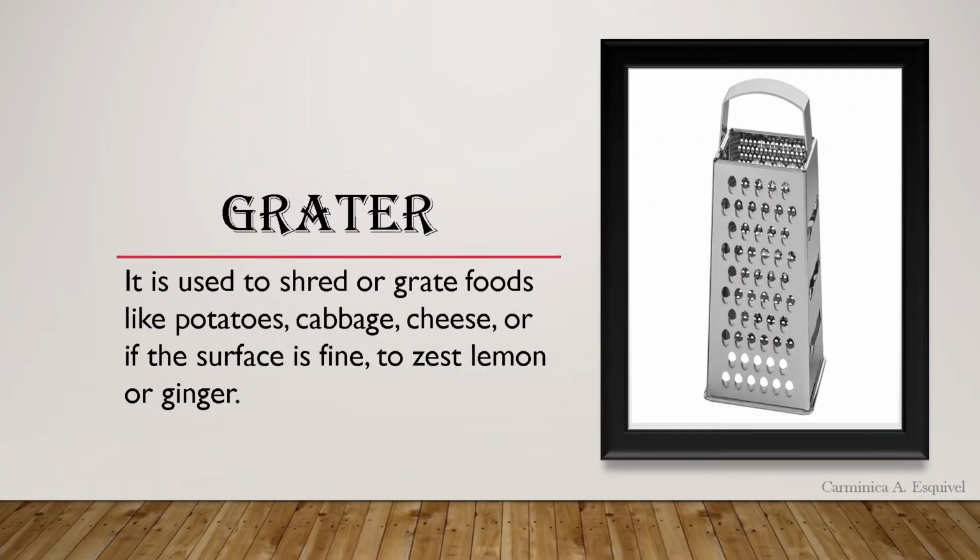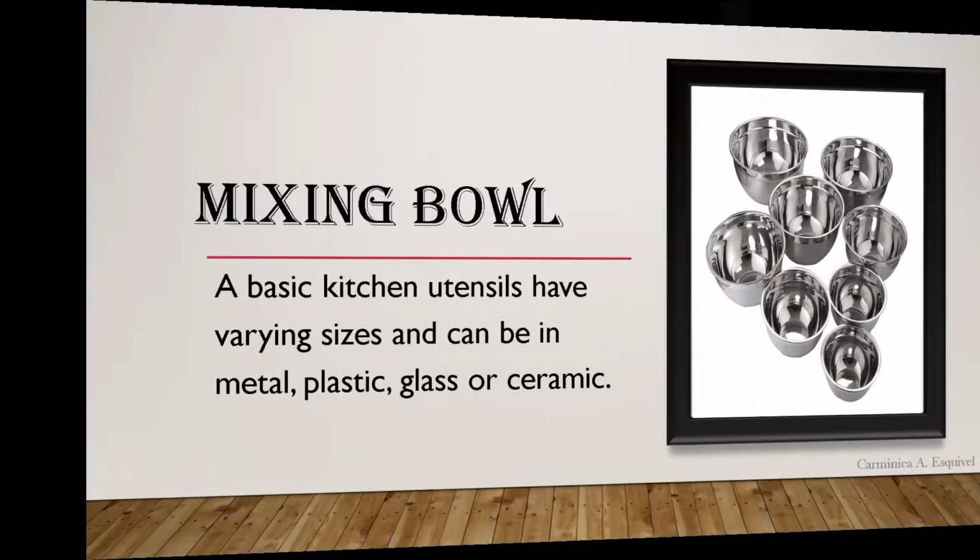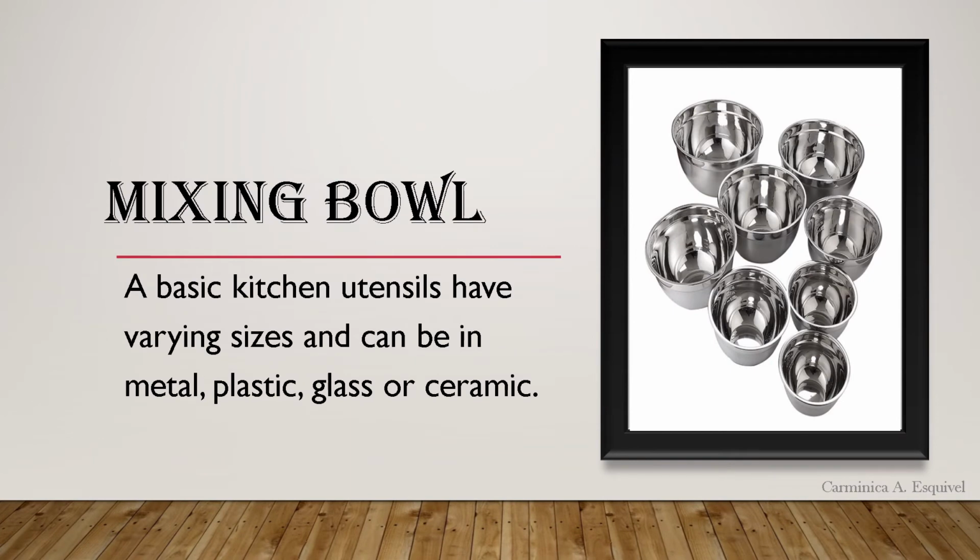Next is the grater. It is used to shred or grate foods like potatoes, cabbage, cheese, or if the surface is fine, to zest lemon or ginger. This is the grater. Next is the mixing bowl. A basic kitchen utensil that has varying sizes and can be in metal, plastic, glass, or ceramic.